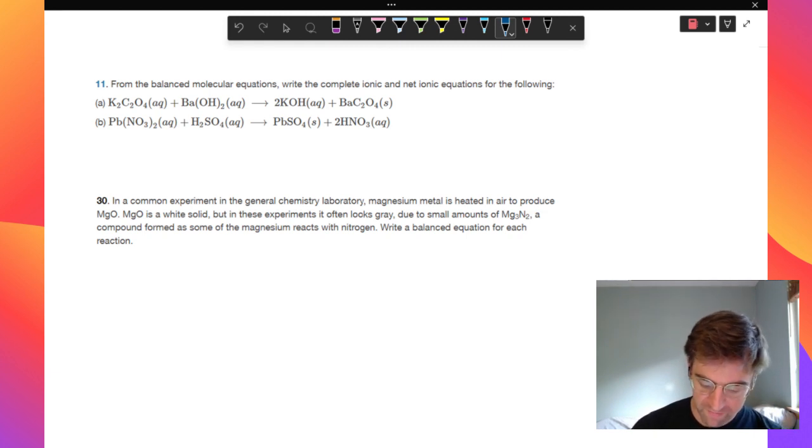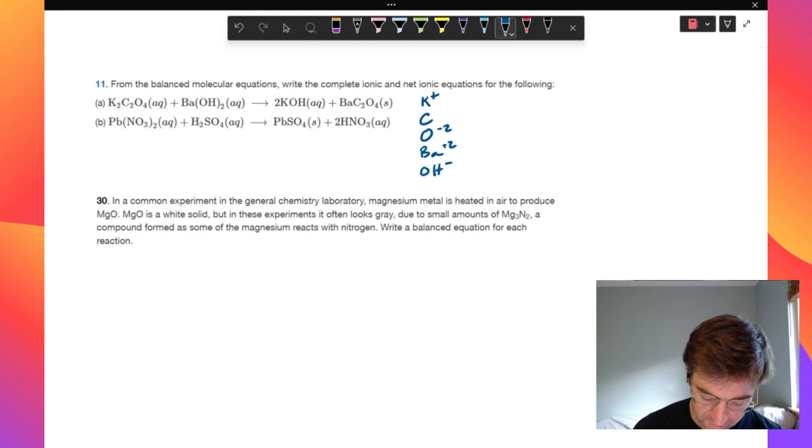All right, so starting with A. We've got potassium, which has a positive charge. We've got carbon. We have oxygen, has that -2 charge. We have barium, which has +2. And we have hydroxide, which has -1. And that's a good starting point.